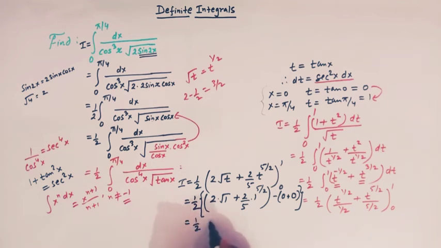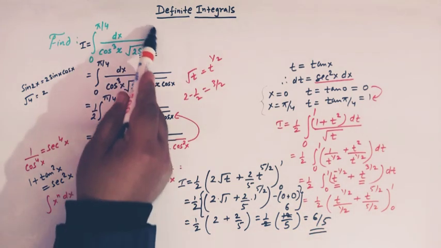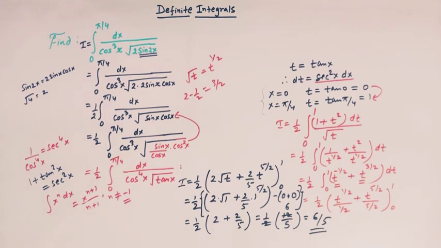Now we have half, and the square root of 1 is 1, so we have 2, and here we have 2 over 5. Half of 2 plus 2 over 5, that is 10 plus 2, 12 over 5, and this is half of 12 over 5, which is 6 over 5. So viewers, the value of this integral is equal to 6 over 5.